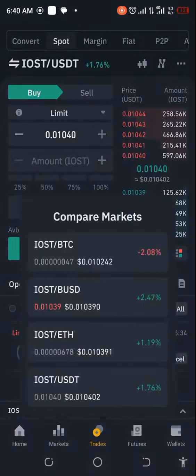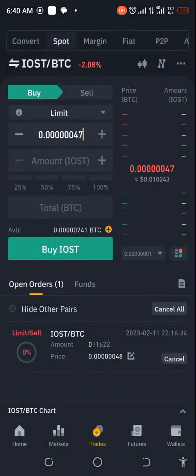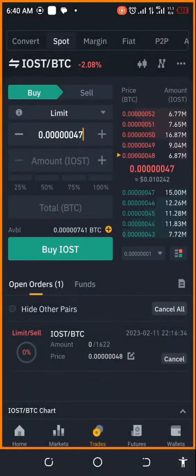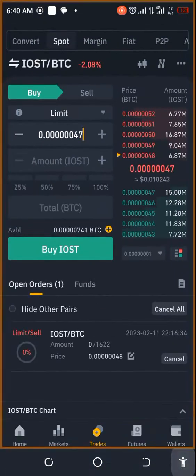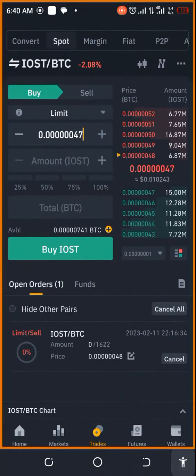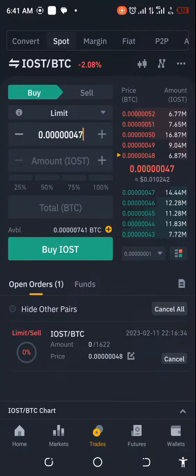sell the IOST to BTC, probably because the price right now is quite low. And it seems like BTC has not appreciated so much. So we're still in the queue. And as you can see here, we're still on the queue to get sold, and that is taking some time. So this is the time to employ the boomerang strategy.